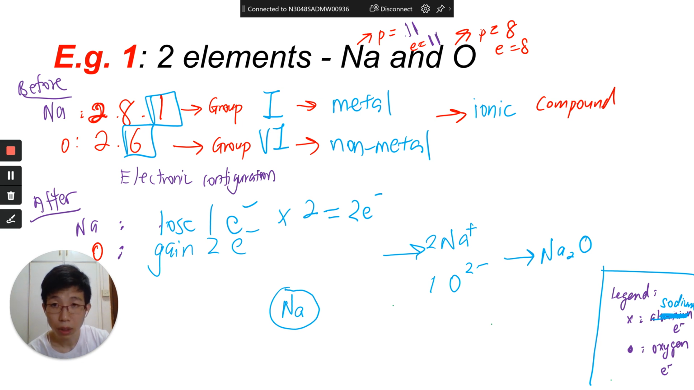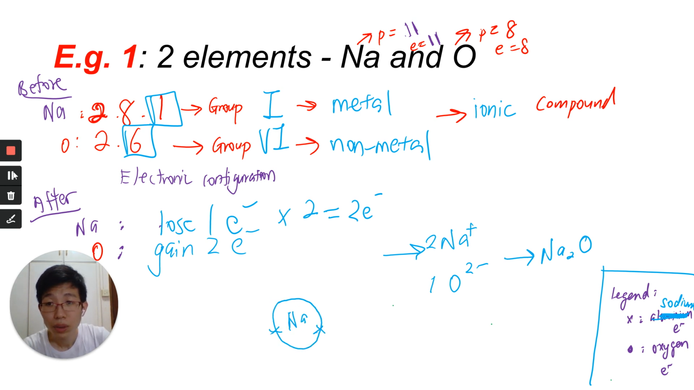Then the first shell will occupy 2 electrons. Okay, so bear with me. So the first electron shell has 2 electrons. So now for the second electron shell, we can fill up to 8 electrons. So after we draw in the electrons, we need to indicate what is the charge of this ion.